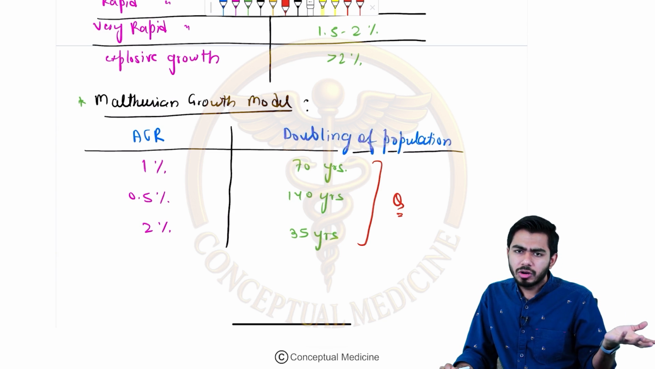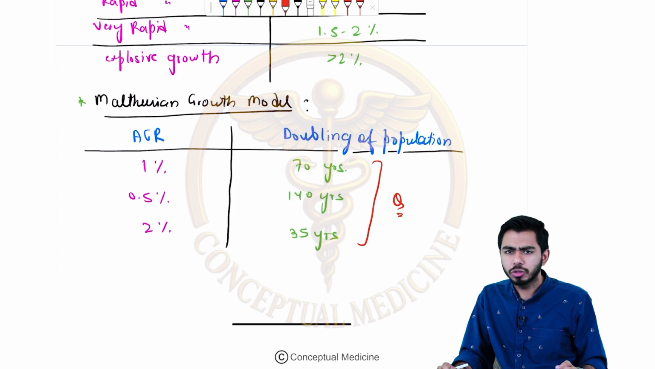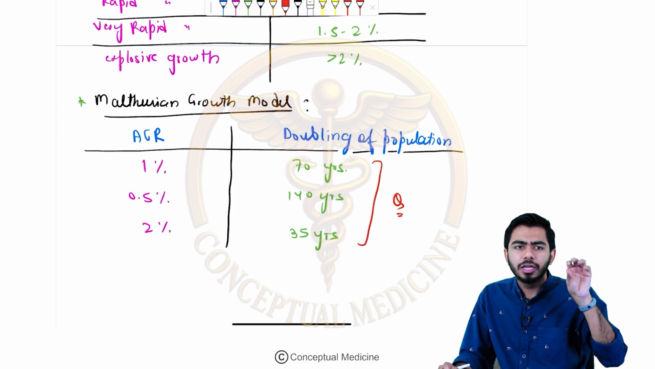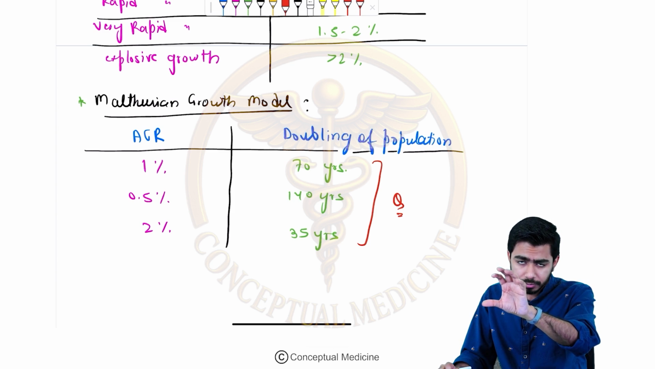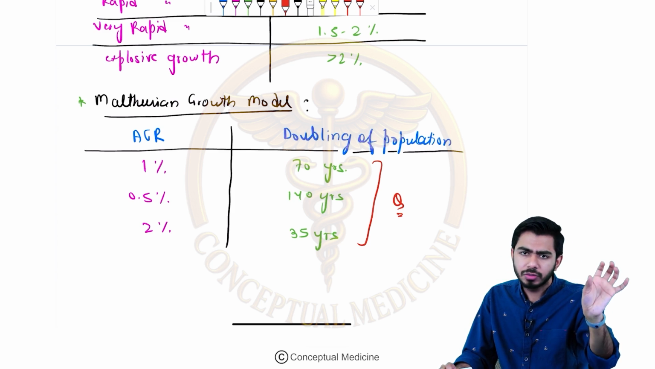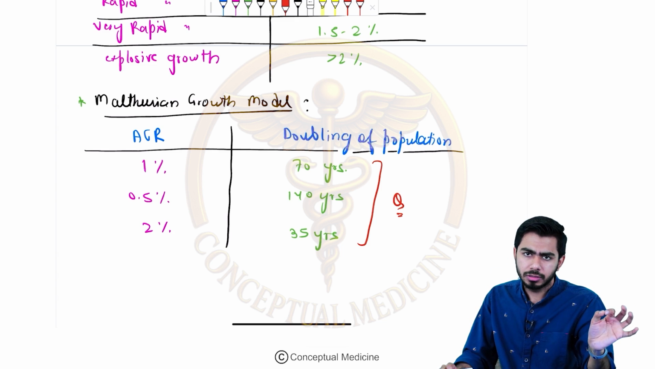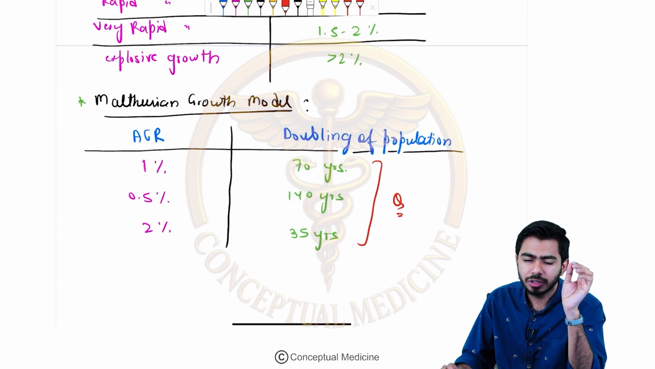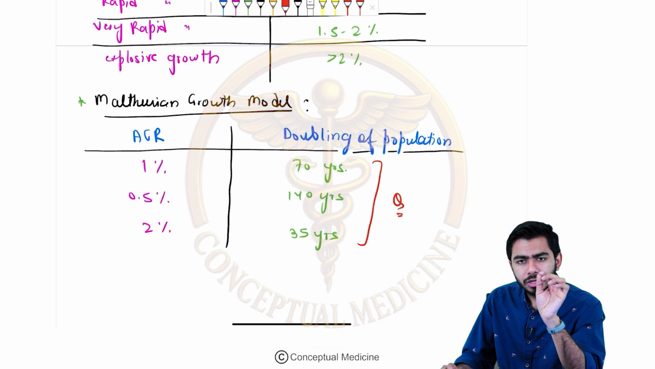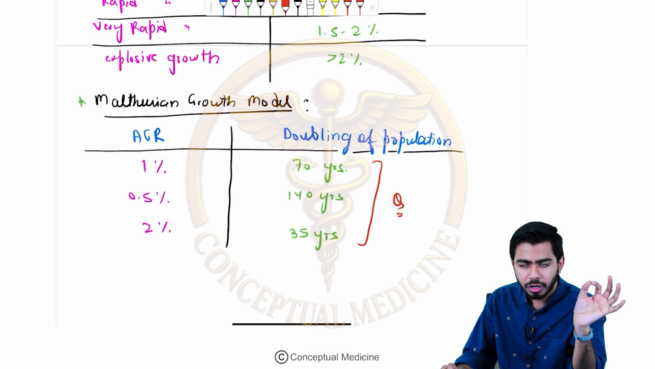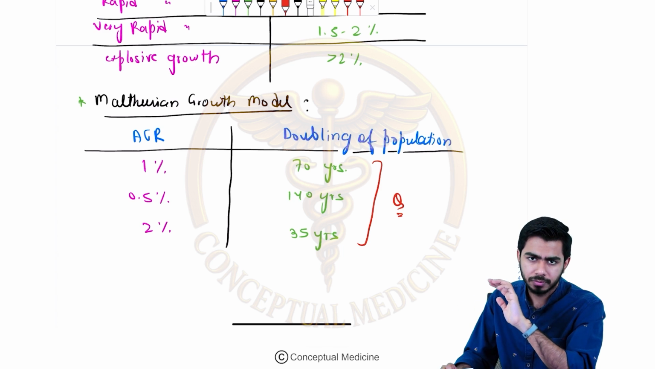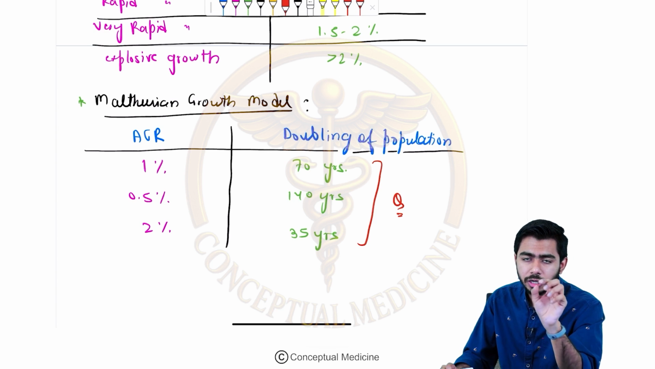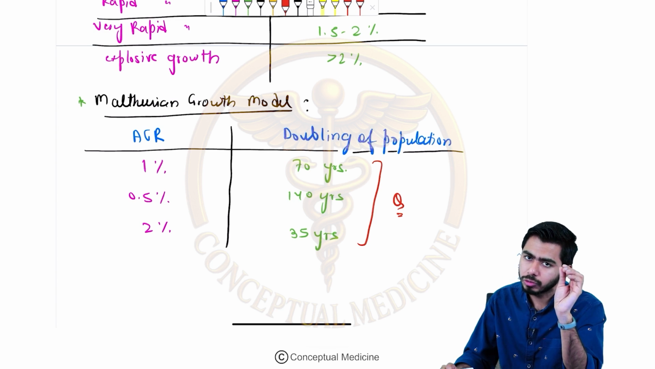Depending on that, they might give you a 0.5%, 1% or 2% annual growth rate, and you need to tell how many years. For example, in the year 2000 this much population was present, and the annual growth rate was 1%. So in what year will this population double? For example, 1 crore population was there in the year 2000. With an annual growth rate of 1%, in what year will this population become 2 crores? Your answer would be which year?